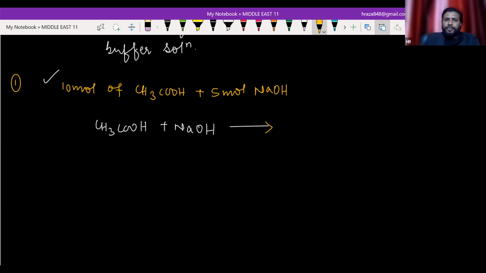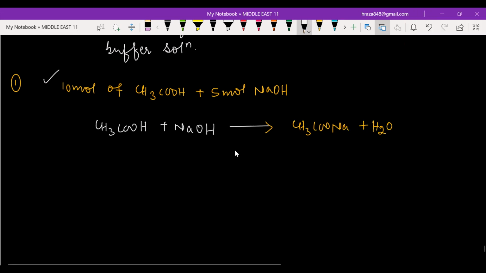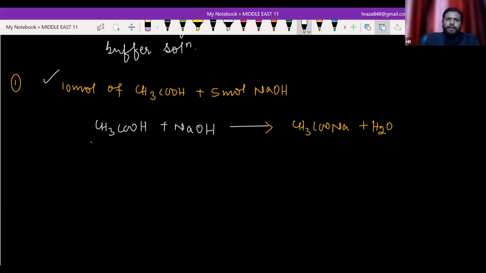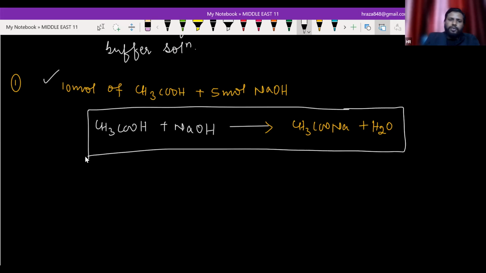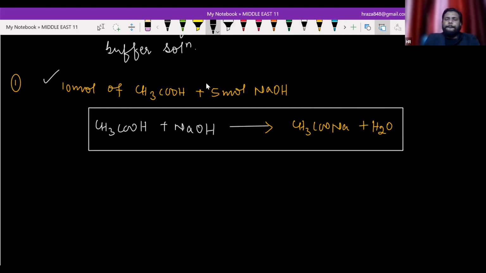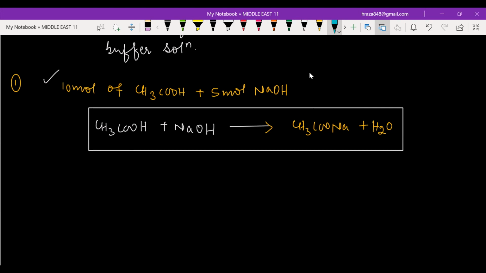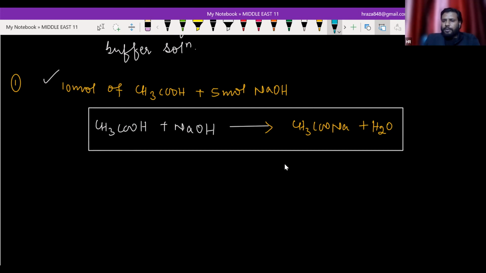Now just do the reaction. Acid plus base will give salt plus water, right? CH3COONa and H2O. Can you write the equation on your own? Now see, is this a balanced equation or not? It's balanced.